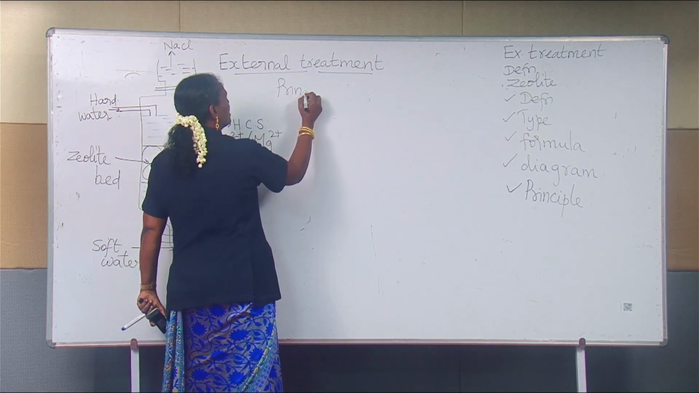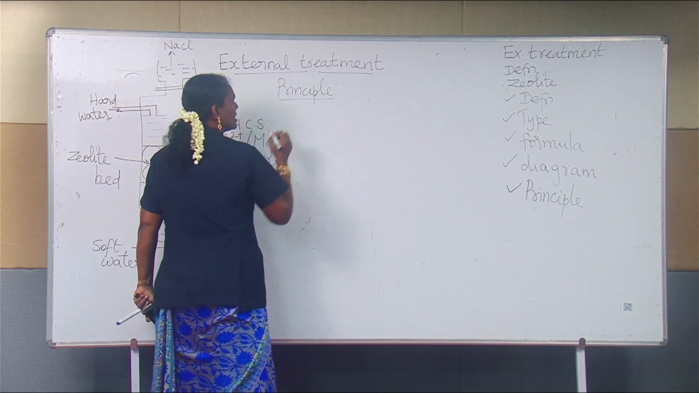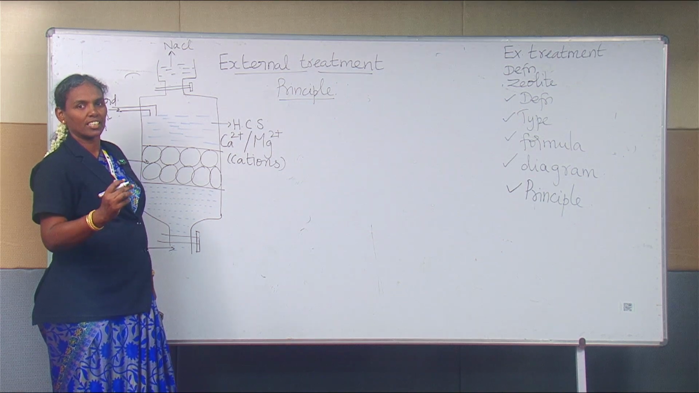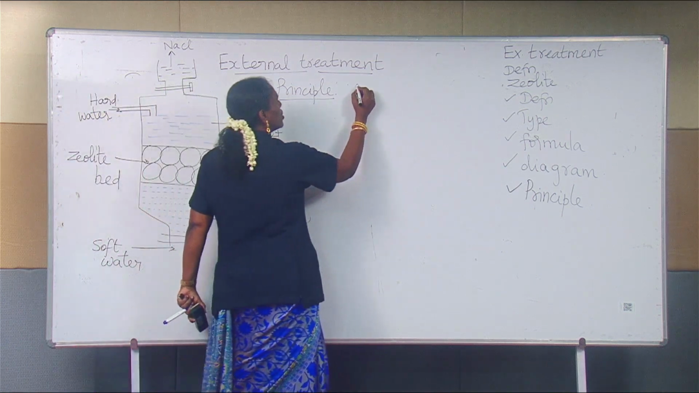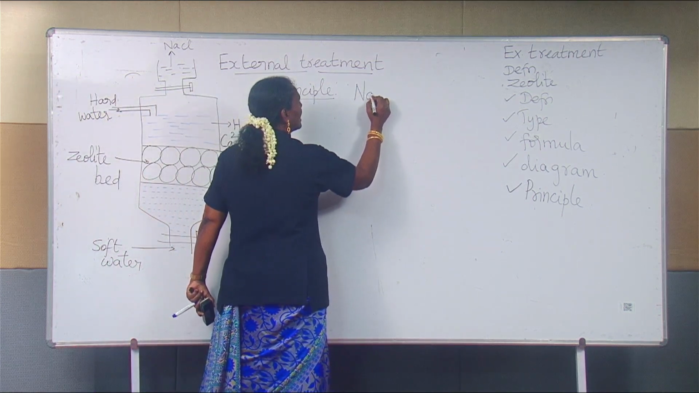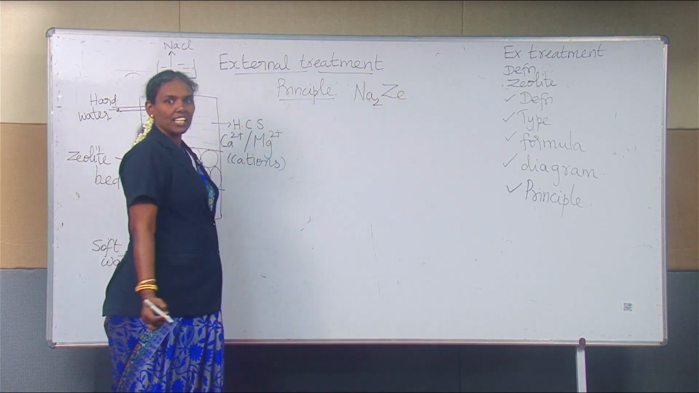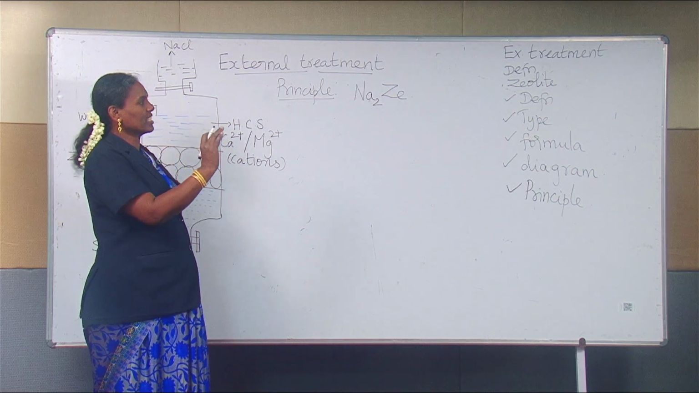The principle is very simple. This is zeolite, how is it represented? In short, every time no need to write the full formula. In short, zeolite is represented as Na2Ze. Okay. In short, we are representing it as Na2Ze.